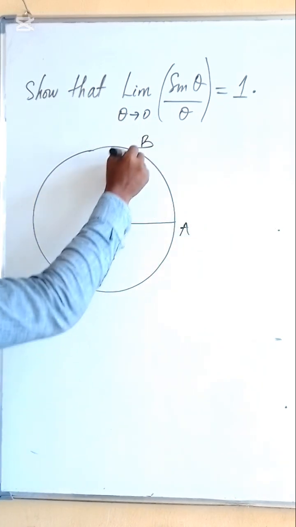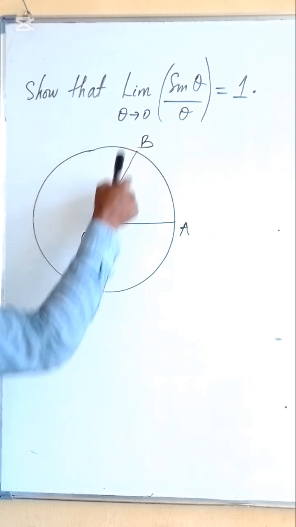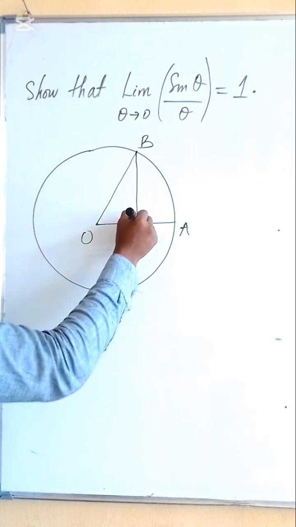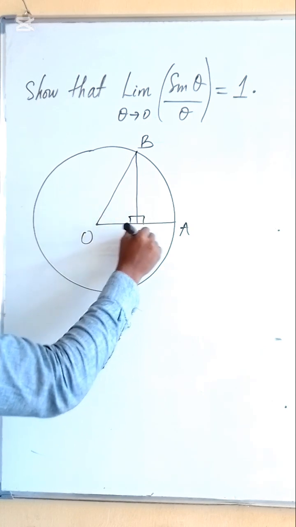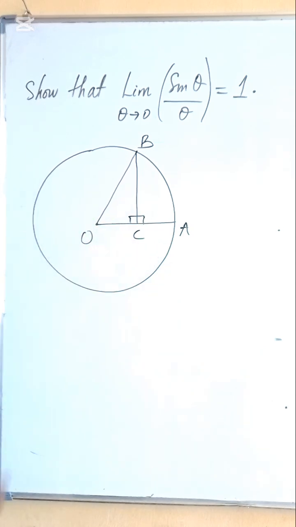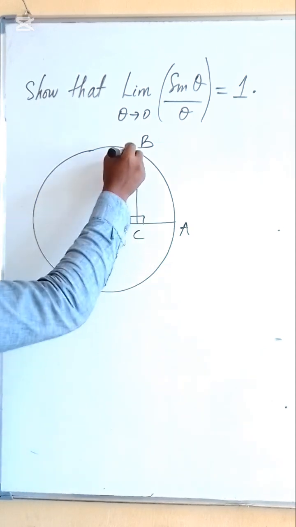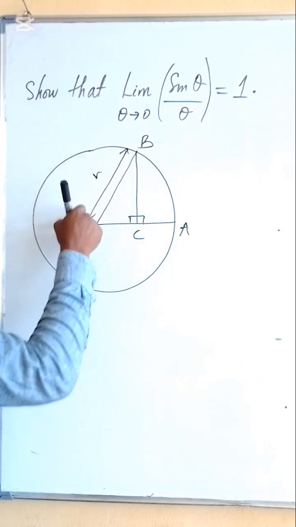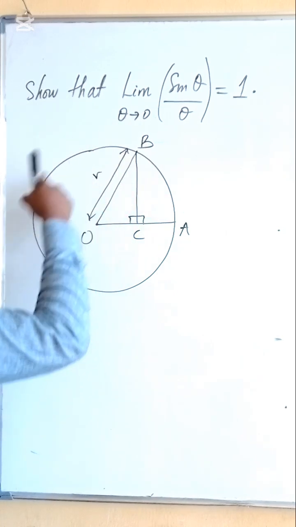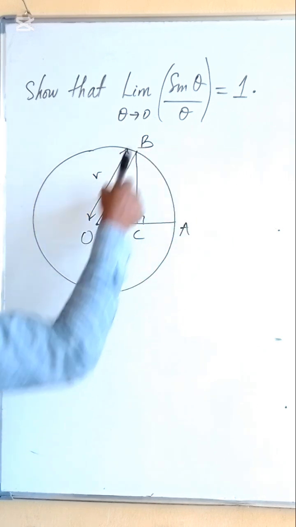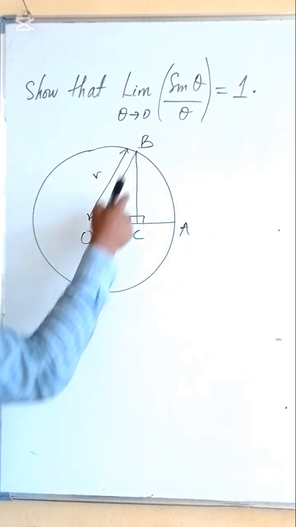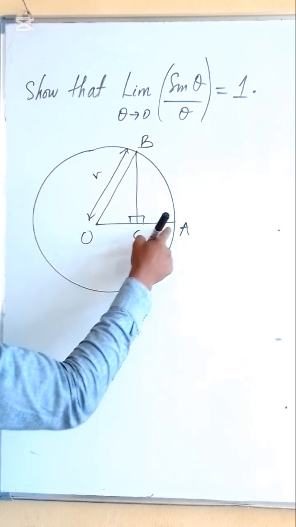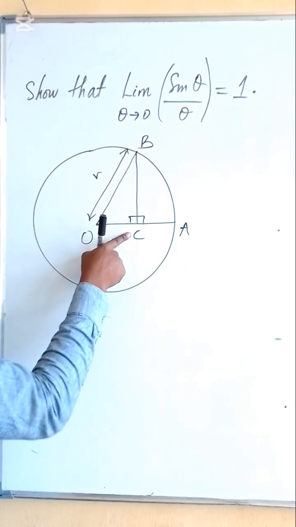The next thing I'm going to do will be to draw a perpendicular from B that meets OA at a point C. So here you have C. Now, this radius OB, I'm going to call it R. So the radius OB of this circle AB is R. So we have just drawn a perpendicular that runs from B to meet line OC at a point C.